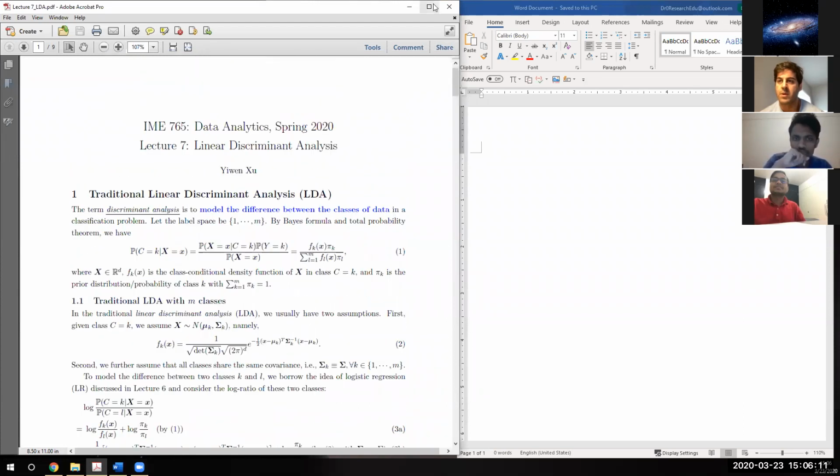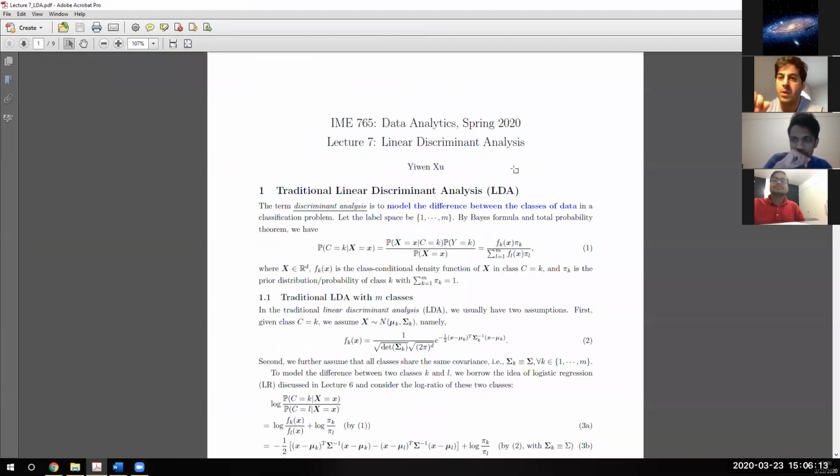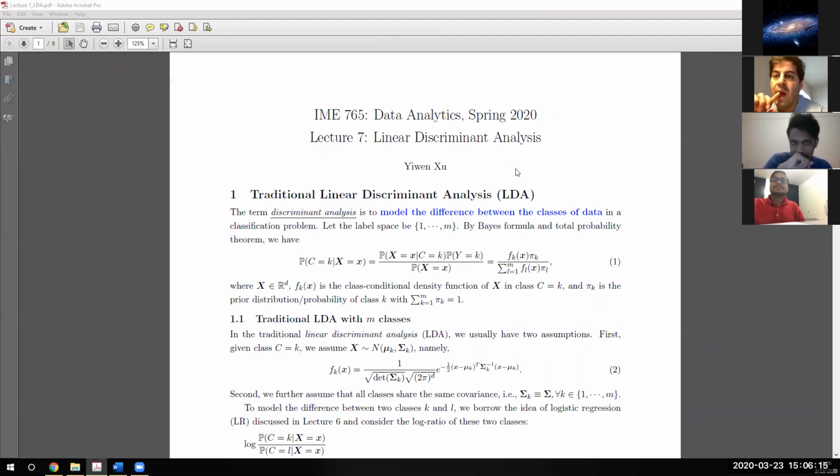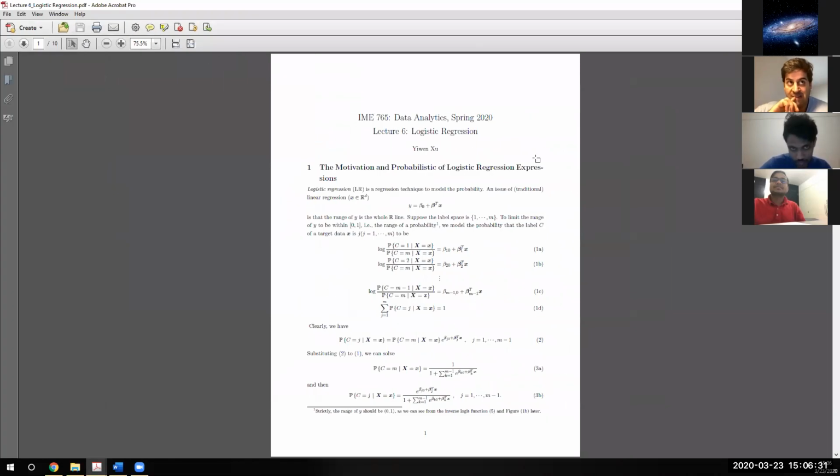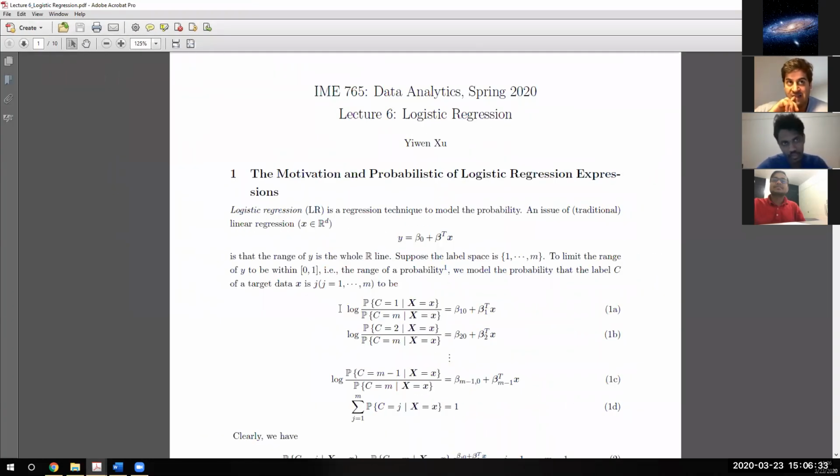Okay, so in this class we're going to introduce LDA. The full name is Linear Discriminant Analysis. As I recall, we just finished lecture 6, which is logistic regression, okay? And you're going to see LDA and logistic regression are very, very similar.